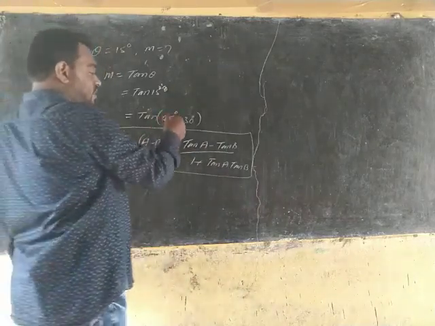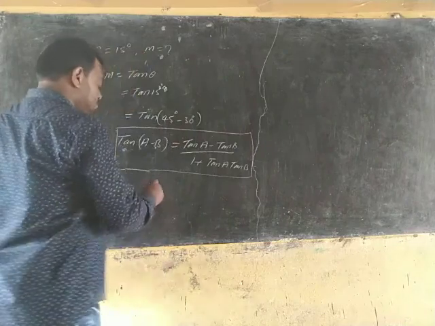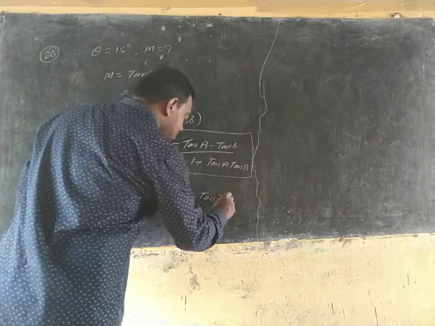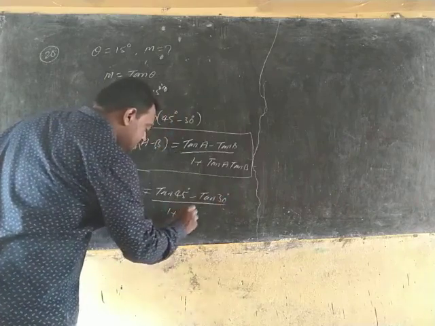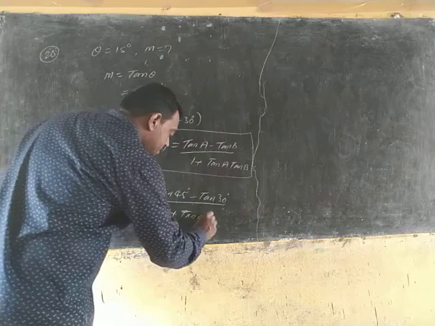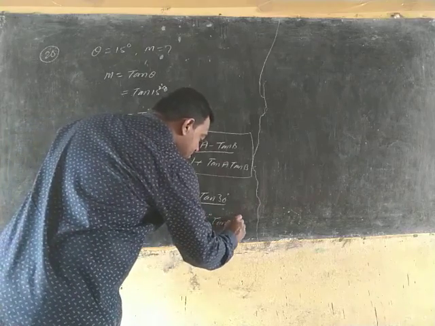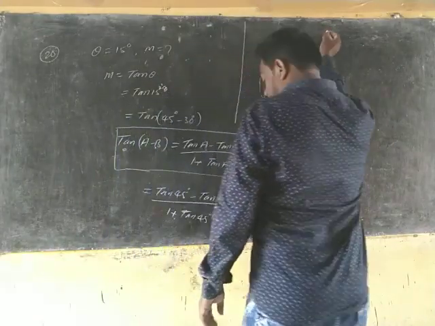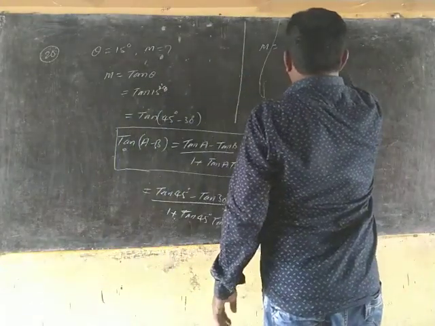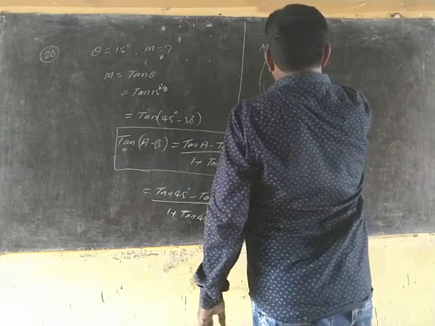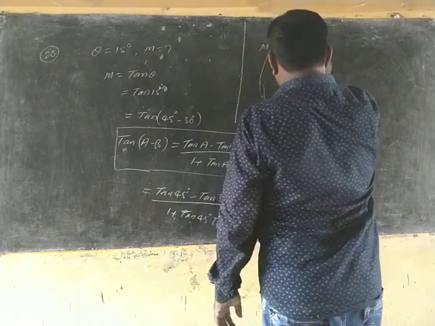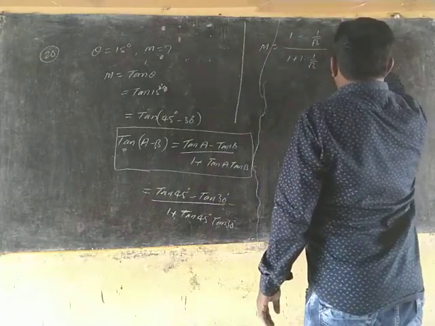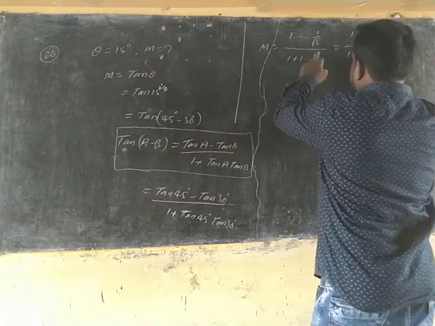Here A is equal to 45 degrees, B is equal to 30 degrees. You apply now: tan 45 degrees minus tan 30 degrees by 1 plus tan 45 degrees into tan 30 degrees. Tan 45 degrees is equal to 1, tan 30 degrees is 1 by root 3.